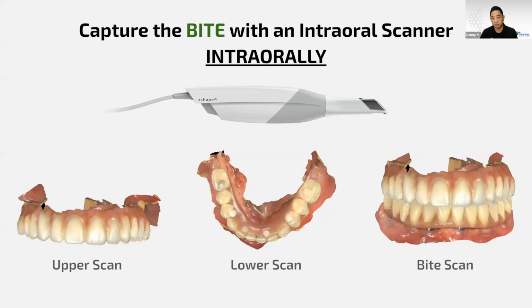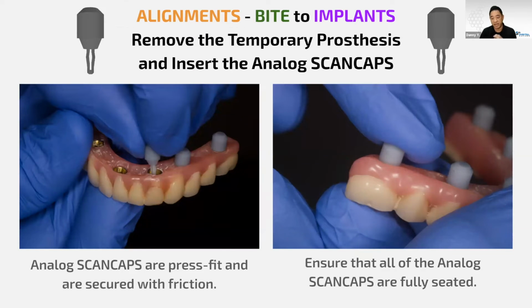Now, in this case, we're doing the final prosthetics workflow. So we're actually going to be capturing, as part of that bite, the lower prosthesis, right? This patient is getting their lower prosthesis going from a temporary to a final. And so once we've captured the bite, we're actually going to remove the temporary prosthesis, and then we're going to insert the analog scan caps that are found in the OPTISPLINT kit.